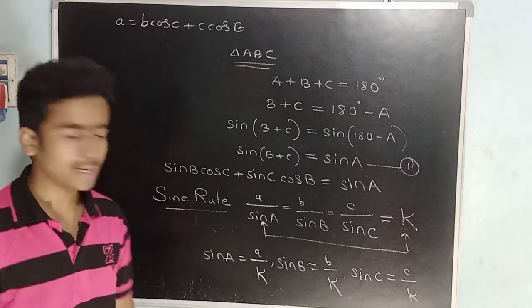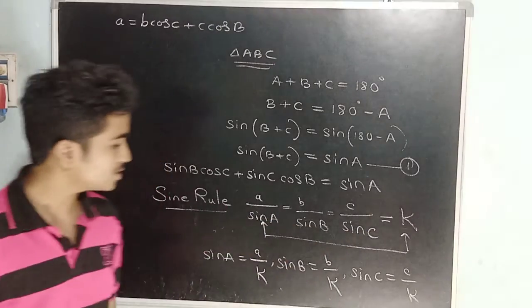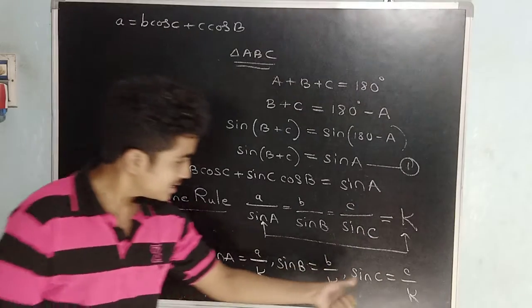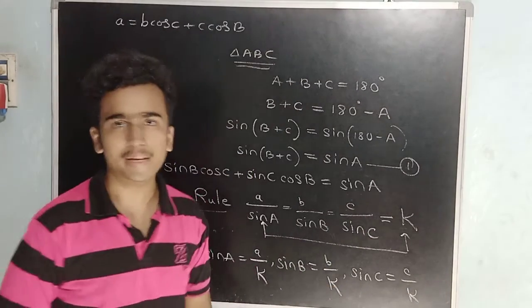So a by sin A is equal to k, sin A is equal to a by k. b by sin B is equal to k, sin B is equal to b by k. c by sin C is equal to k, sin C is equal to c by k.